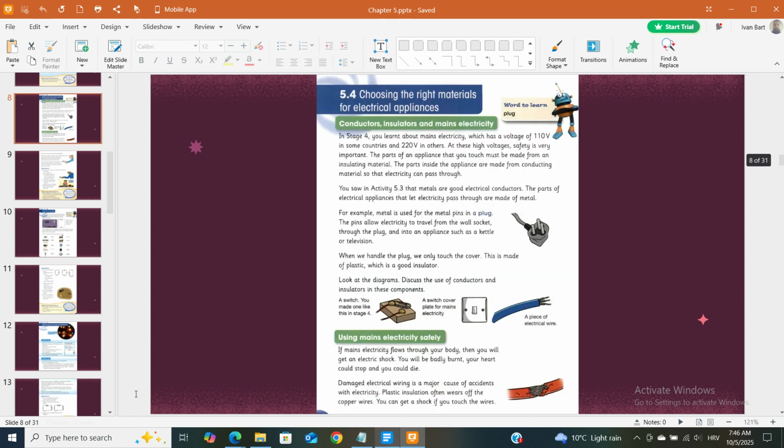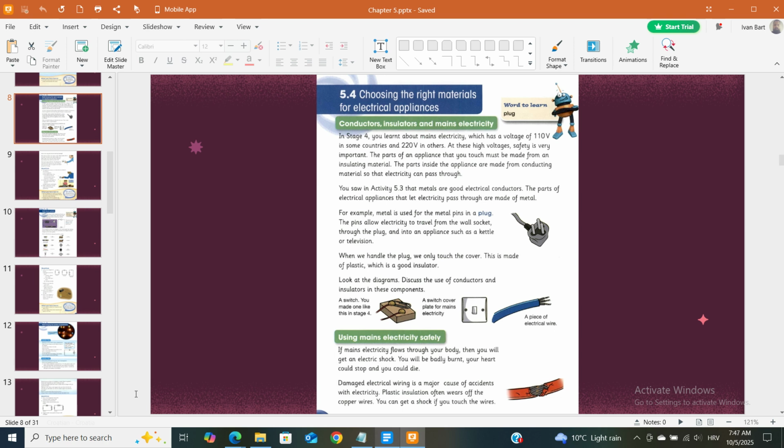5.4. Choosing the right materials for electrical appliances. Conductors, insulators and mains electricity. Word to learn: plug. In stage 4, you learnt about mains electricity, which has a voltage of 110 volts in some countries and 220 volts in others. At these high voltages, safety is very important. The parts of an appliance that you touch must be made from an insulating material. The parts inside the appliance are made from conducting material so that electricity can pass through.